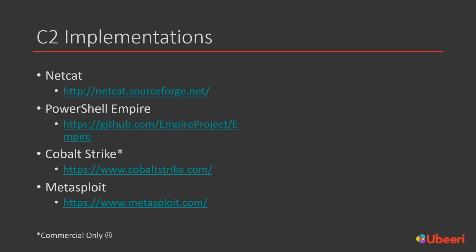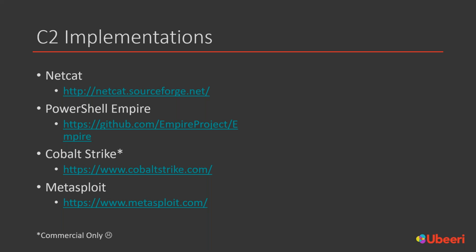Which brings us to a couple examples of C2 implementations. So these are different tools that will run a command and control channel for you. Netcat isn't a C2 tool per se. It's more a networking tool that can do all manner of things, but it's flexible enough that you can use it to set up communication between two computers. PowerShell Empire, we're going to focus on that today.